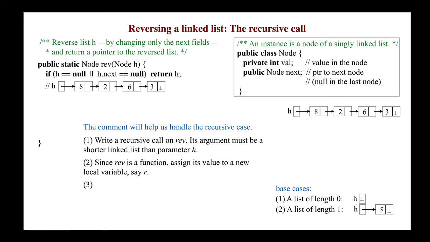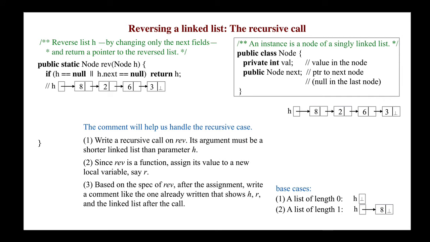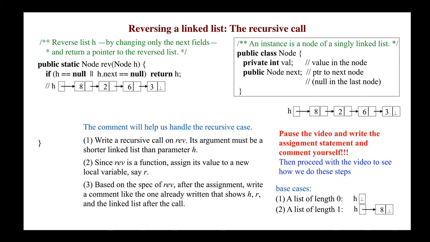Step 3. This next step is important. Look at the specification of rev. Based on it, write a comment after the assignment statement showing the linked list and variables h and r after the assignment statement. You see how careful we were in drawing the comment? Be just as careful and as precise as we were. Pause the video and carry out the 3 steps shown above yourself, carefully. Proceed with the video after you are done to see how we do these 3 steps.